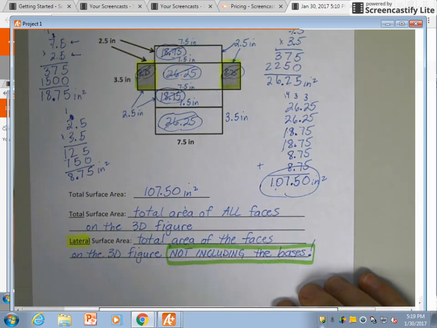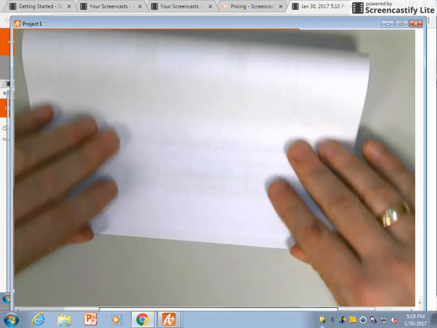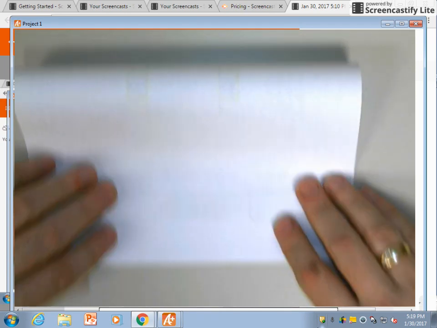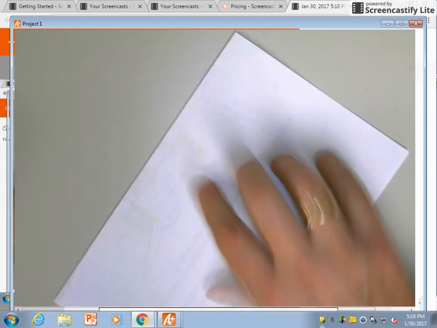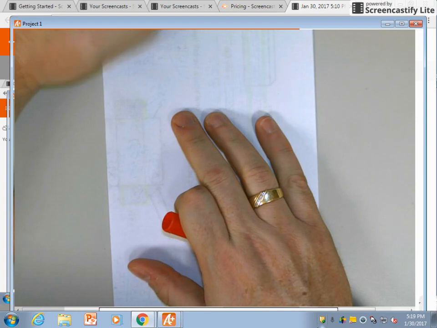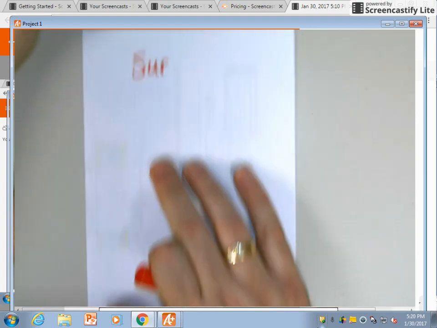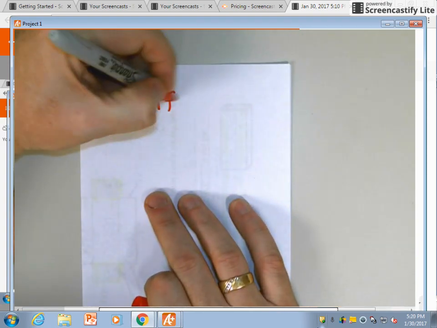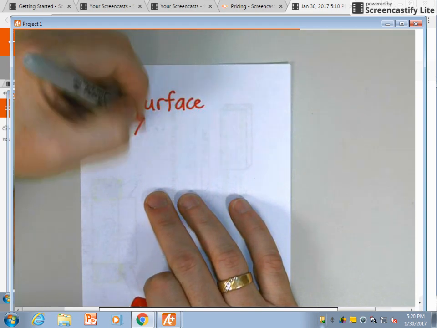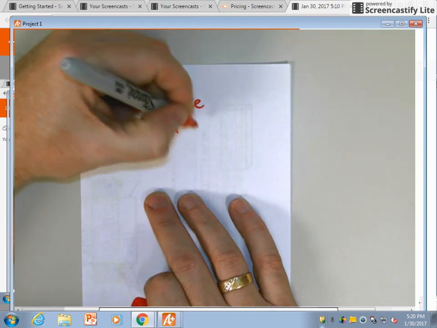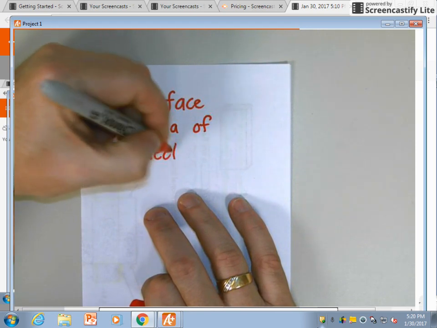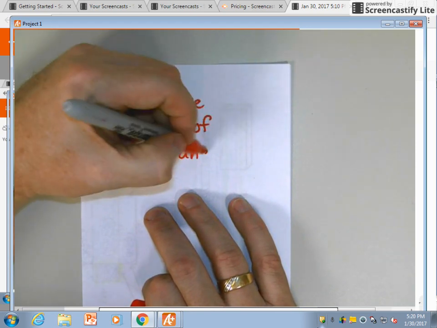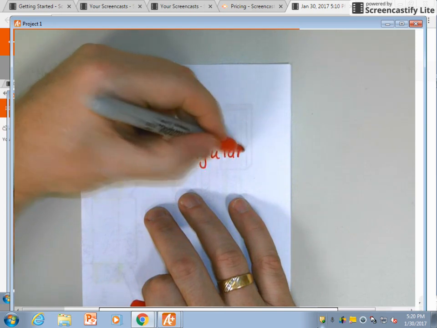Now take these notes, fold them in half, glue them into your spiral, glue them in your notebook. You might even want to write "surface area of rectangular prisms" so you can see it.